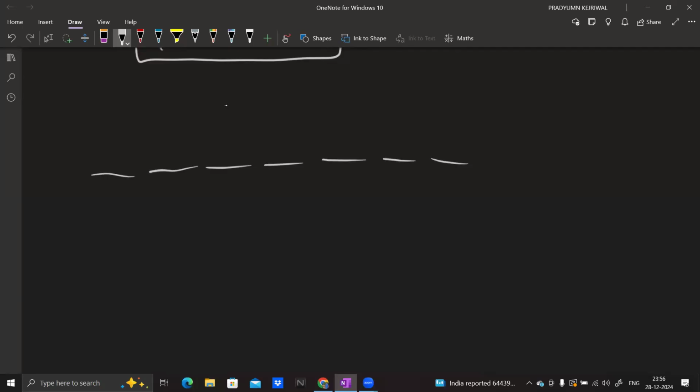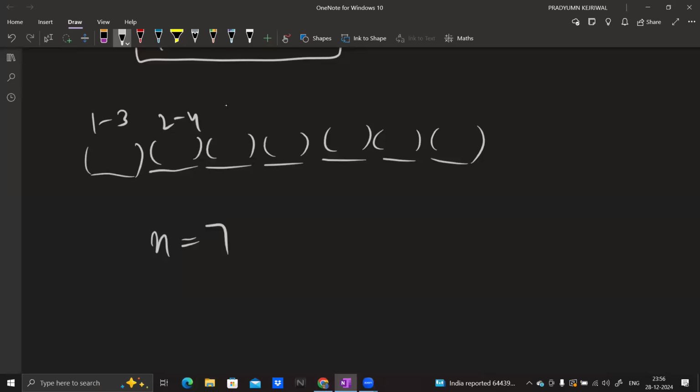Let's say n equals 7. Then we have been given a range for this element, that this element can be from, let's say, 1 to 3. Then this element can be from somewhere 2 to 4, let's say. Then etc. This is what we have been given, right? And for each element, we have to print something. What do we have to print?